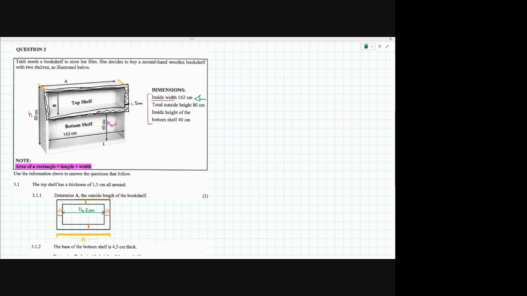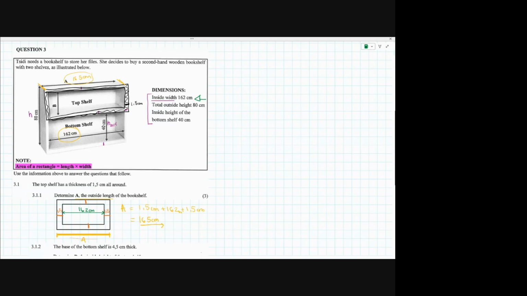A is equal to 1,5 centimeters plus 162 centimeters plus 1,5 centimeters. There's a centimeter there as well, but it doesn't matter. So 1,5 plus 1,5, sorry, I'm doing this in my head. You can obviously just type this into a calculator. 1,5 plus 1,5 is 3, plus 162 is 165 centimeters. So what we now know is that this outside length of my bookshelf is 165 centimeters long. If we now compare that outside length to the inside length, the inside is shorter because it accommodates for the thickness of the wood on either side.